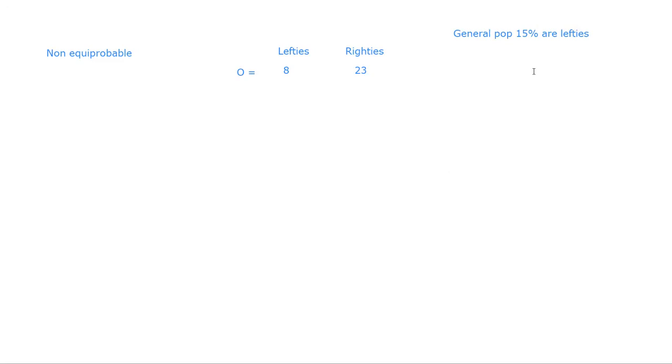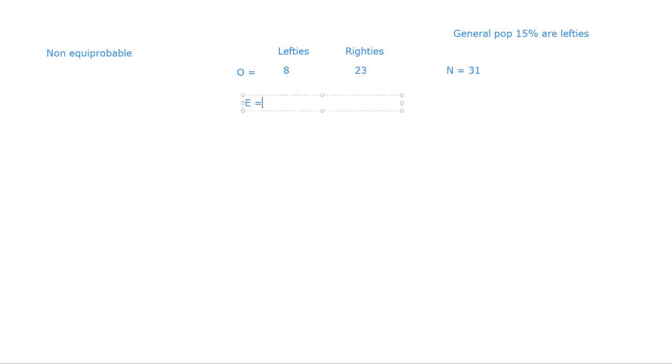So the way this impacts our chi-square is simply in the expected value. So I'm not going to take my total n. Our total n here is 31. I'm not going to take my total n and split it equally among my categories. That would be the equiprobable. Instead, I'm going to adjust my expected value for each category based on this general population value.